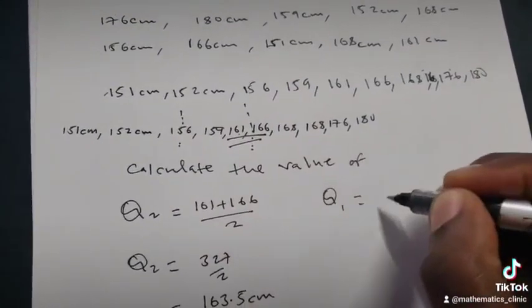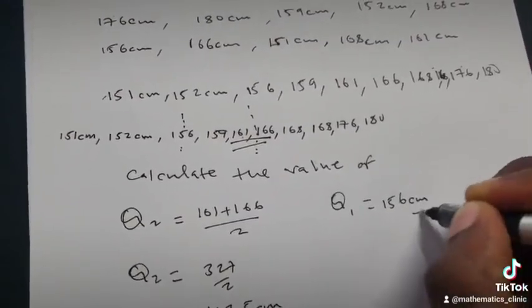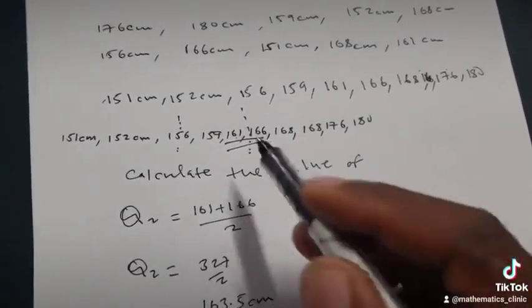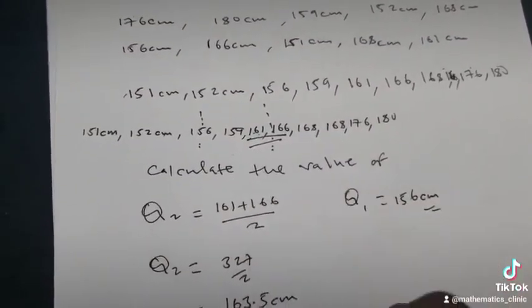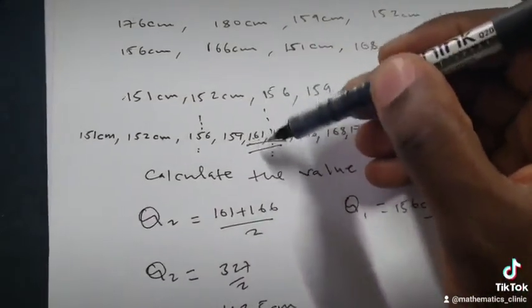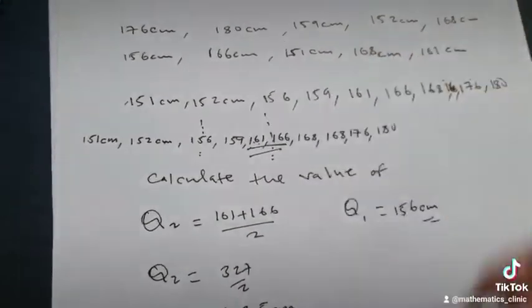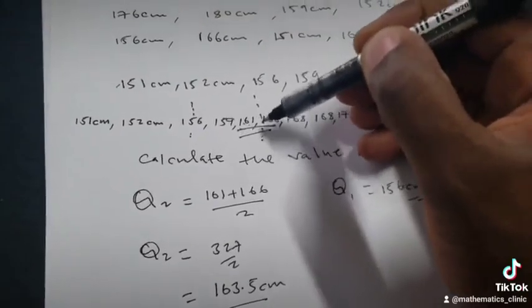So we simply indicate that 156 is our lower quartile. The reason we divide for the middle is that there are 2 values in the middle. To find the exact middle value, we add them and divide by 2, so that we know what value lies between 161 and 166.